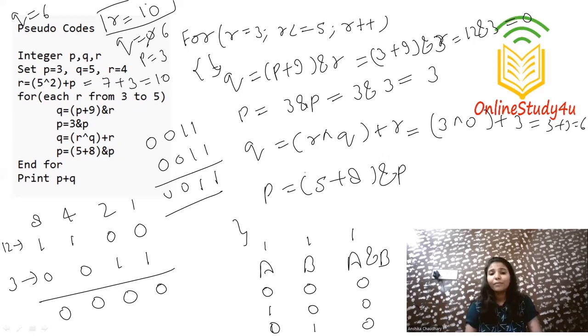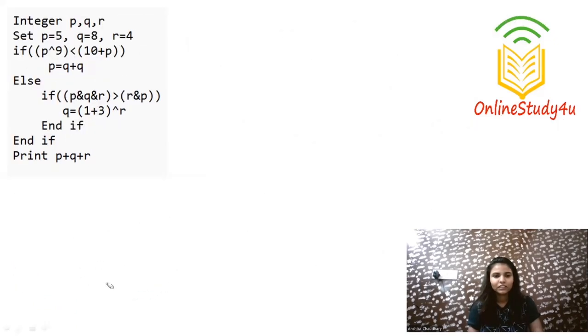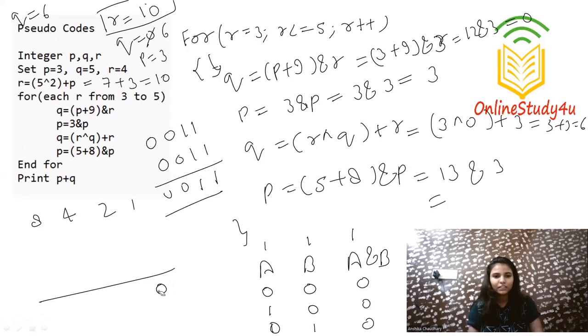Now again we have to update the value of P by performing this operation. So 8 and 5 will be 13 and P value is 3 only. So let's perform 13 and 3. So just a minute. Okay, I am performing here. First of all, let me take the eraser, just a minute.